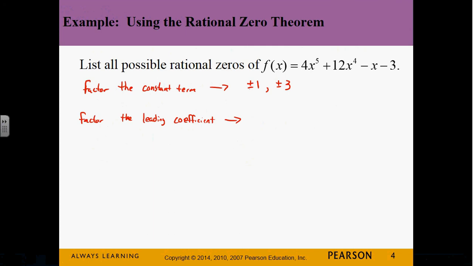Now, what about the leading coefficient? What's our leading coefficient? It's just 4, right? It's the number on the front. Just the number, not the variable. So what are our possible factors of 4? 1, 2, 4, plus or minus. Plus or minus 1, plus or minus 4 right away, and then plus or minus 2.